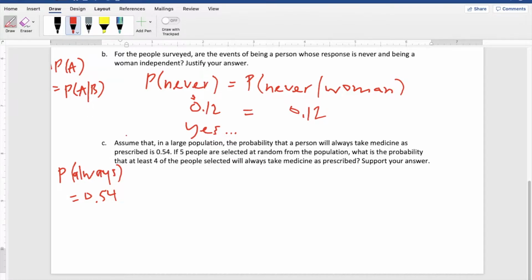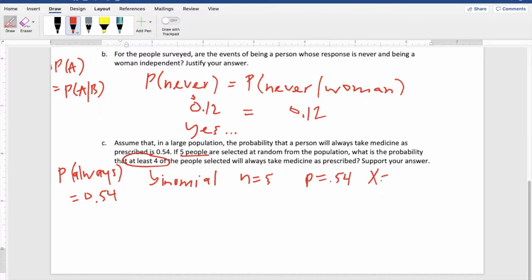We know it's binomial because I know the probability of something happening once, or just in general, and I'm asking what is the probability that it happens a specific number of times. We also know it's binomial because we have a set number of trials. We're talking about 5 people. It's a good idea, if you notice that something is binomial, to define it as such. So I'm going to say binomial, n equals 5, p equals 0.54.